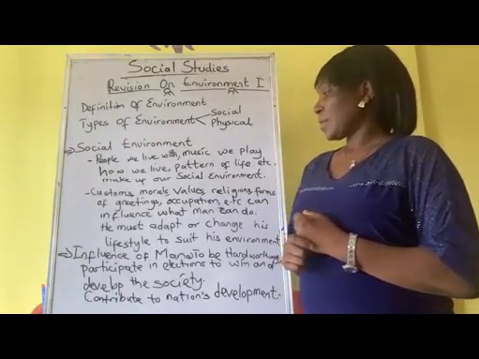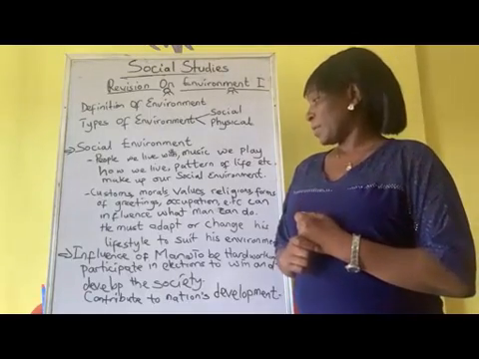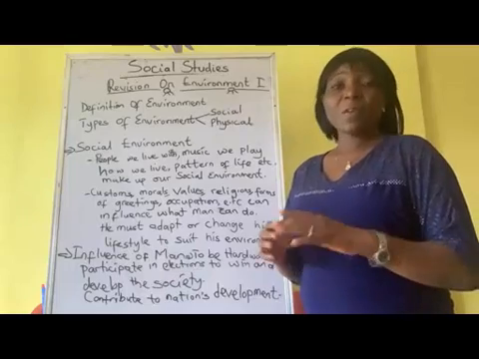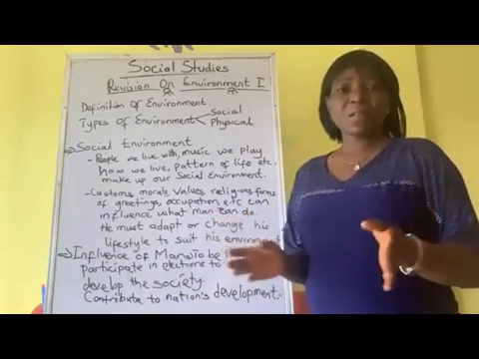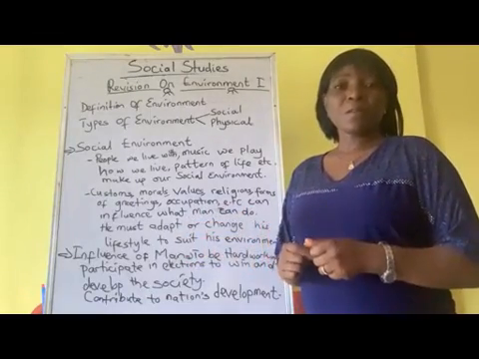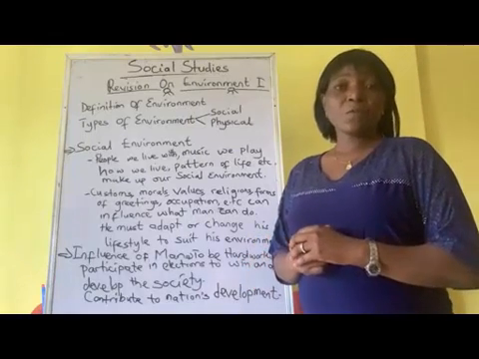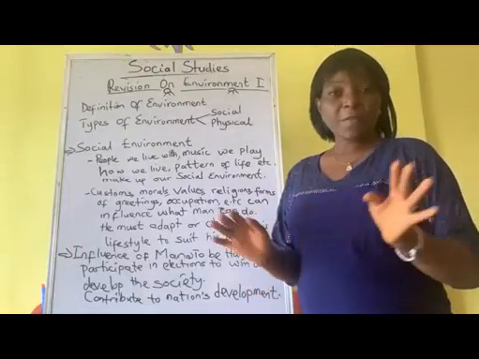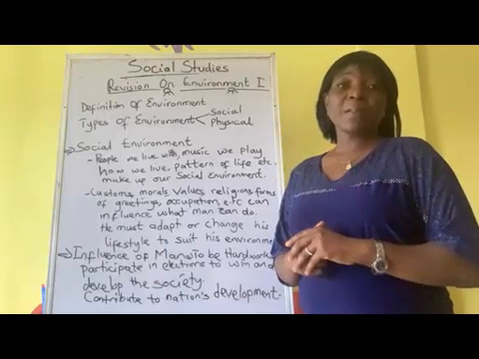How is it that we have to adapt to our environment? Man has to adapt to his environment so that he will live comfortably in that environment. For instance, in the social environment, there are laws and rules that govern that community. If a man wants to live a peaceful life, if he wants to enjoy his life in the social environment, he has to abide by these rules.